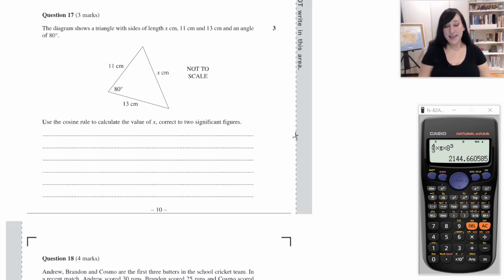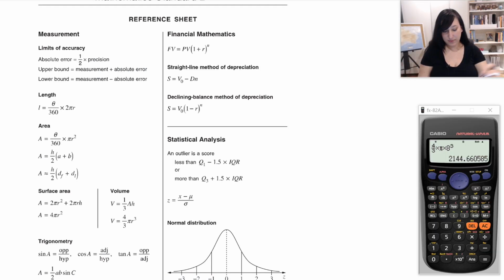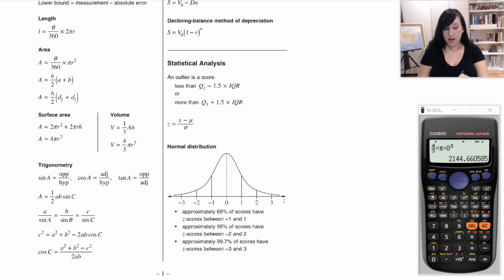Okay, question 17 says, the diagram shows a triangle with side lengths of x centimeters, 11 centimeters, and 13 centimeters, and an angle of 80 degrees. Use the cosine rule to calculate the value of x correct to two significant figures. So they're telling us to use the cosine rule, so we'll go and grab that off of the reference sheet. So the trigonometry section here of the reference sheet includes the cosine rule. There's two versions here. This first one, which has c squared by itself, is great for finding a side. The other version, which has cosine c all by itself, is great for finding an angle.